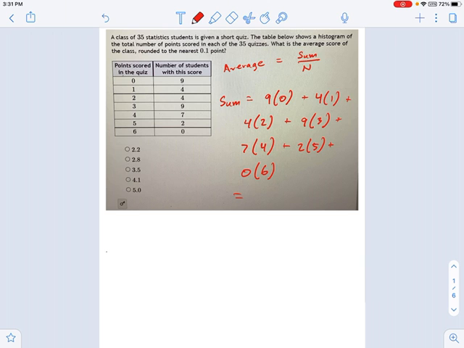9 times 0, I can do that. That's pretty easy. 4 plus 8 plus 27 plus 28 plus 10. Okay, so the sum of the scores in the class is 77, which means the average is simply going to be 77 divided by, well, how many students are there? I think that was 35. Okay, so we divide it by 35, and I get exactly 2.2. There's no rounding even required in this one. So that's the average score of the class, a 2.2 out of 6.